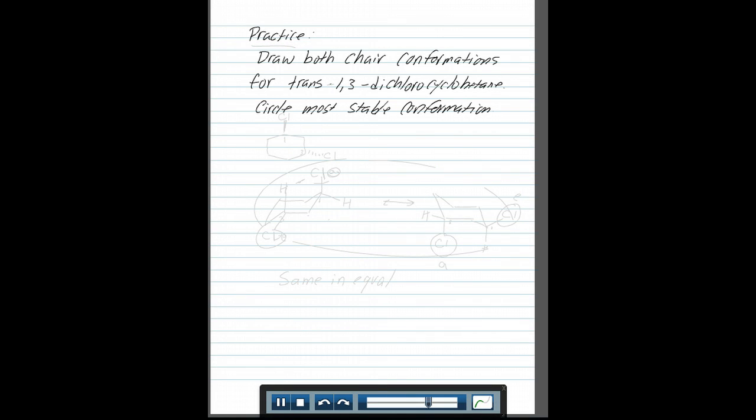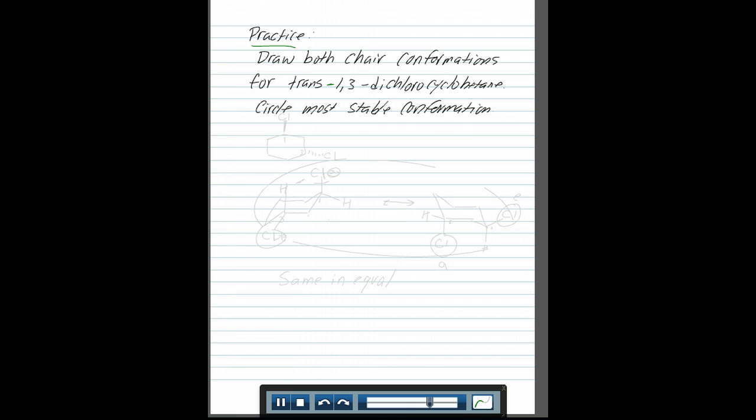Okay, here we have a practice problem. Draw both chair conformations for trans-1,3-dichlorocyclohexane. Circle the most stable conformation. Okay, I'm going to put it on pause. I want you to work on this, and then when I come back, I will show you the answer.